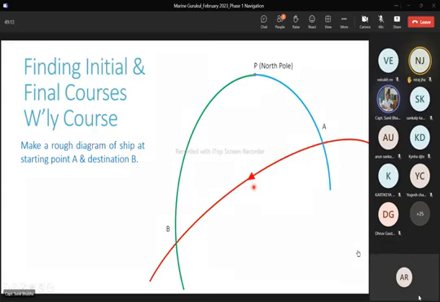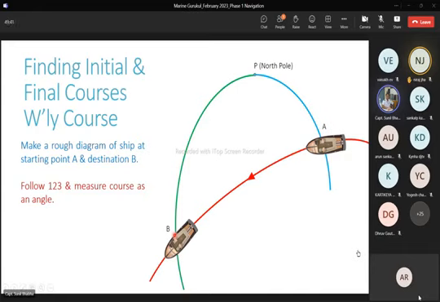So with the rough diagram now made, showing the starting position, the destination position, and the pole, let's now follow our stepwise procedure. Step 1 says we have to draw the rough diagram of the ship at the starting position as well as the final position. So you can see a rough diagram of the ship being made at A. Let's make the rough diagram of the ship at point B also.